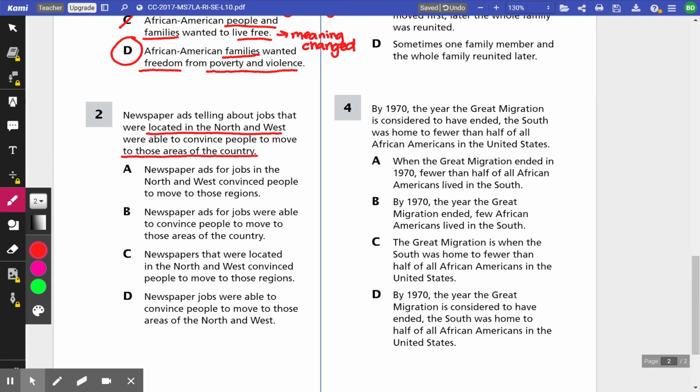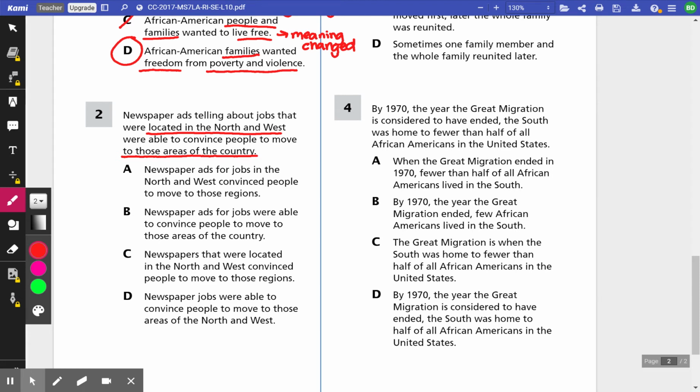So in a way, this original sentence is kind of telling us the location twice, right? At first, it tells us that there are jobs and they're located in the North and the West, and those ads were able to convince people to move to those areas, right? The North and the West, to take those jobs, I assume. So we could probably get rid of some of this wordiness by eliminating it. So let's go ahead and look through our answer choices.